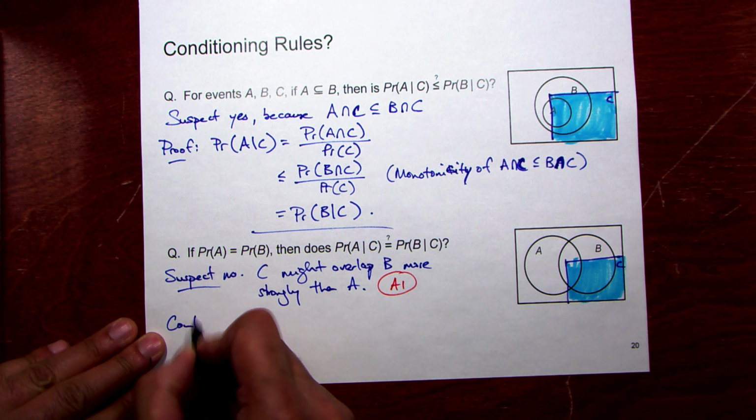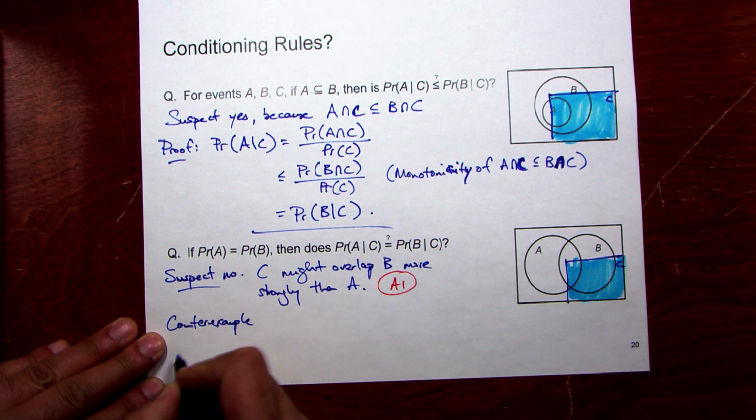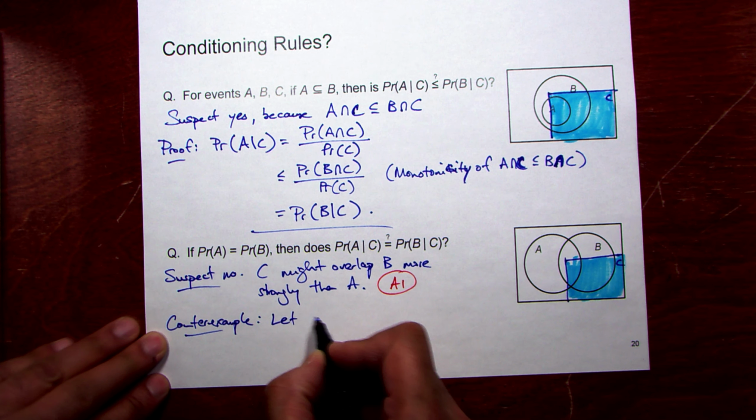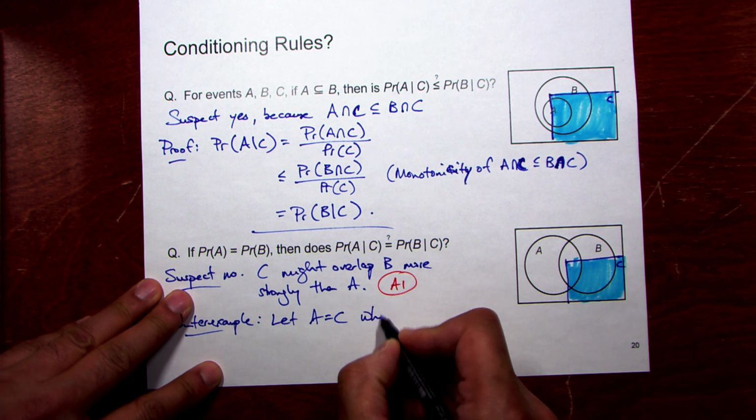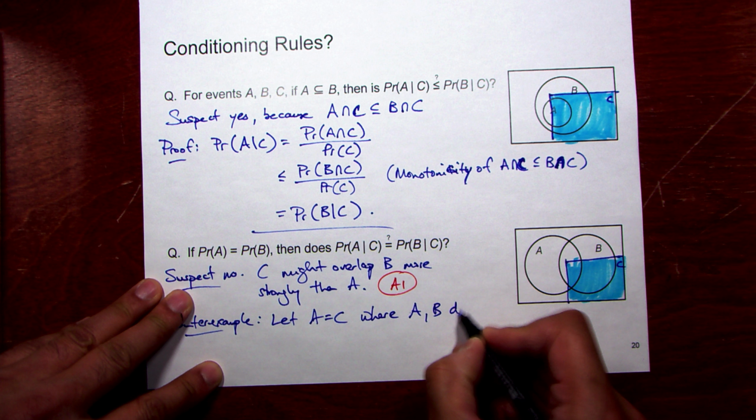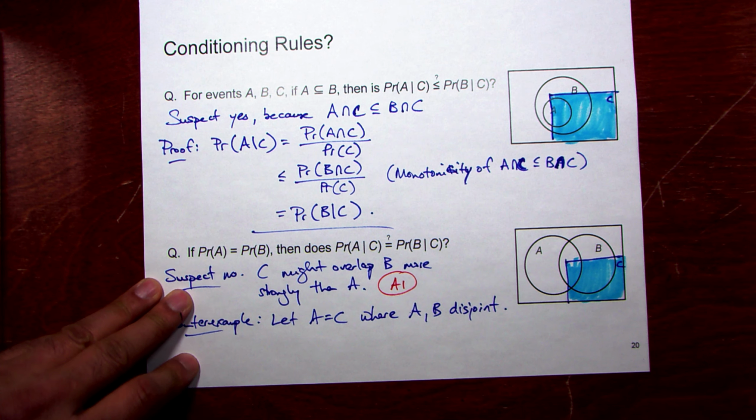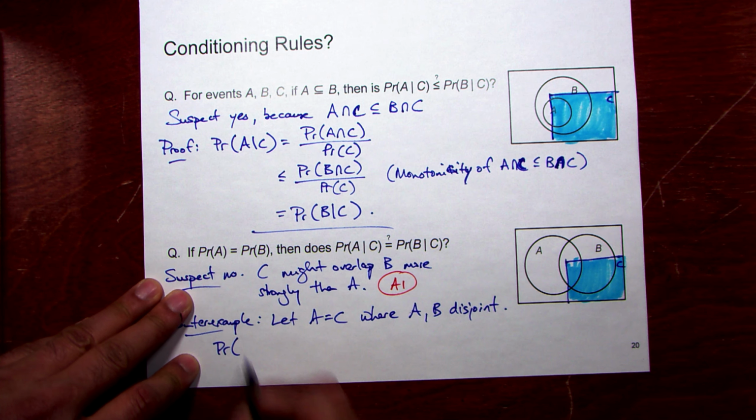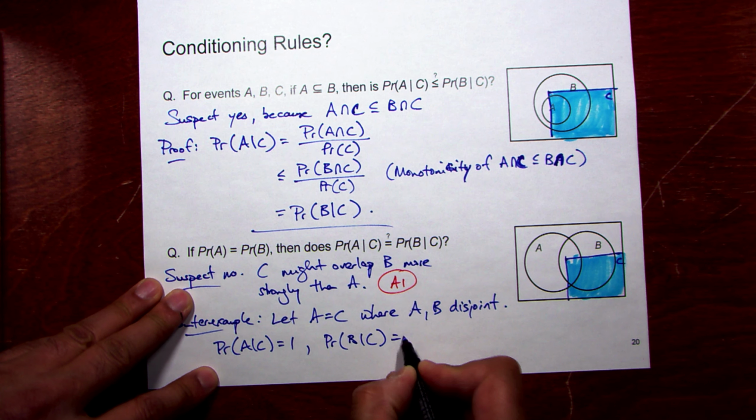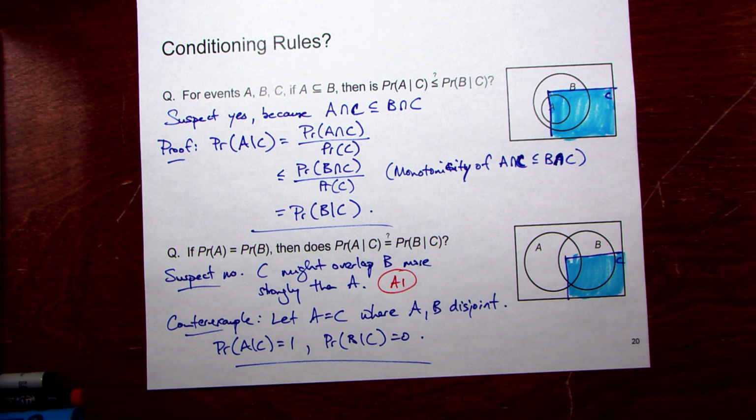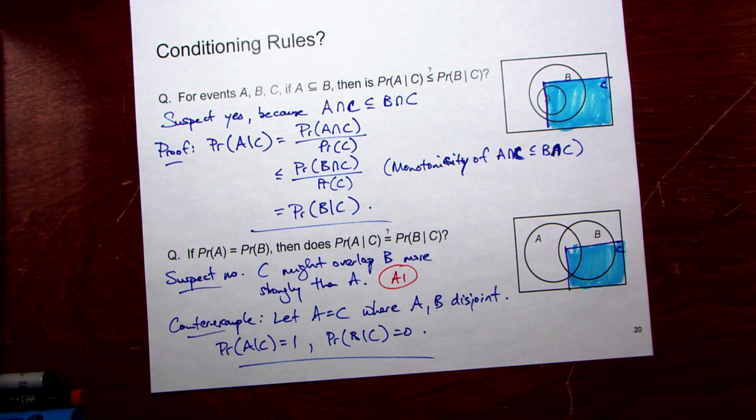Okay, and the counterexample that was given was let A equal C, where A and B are disjoint. Then the probability of A given C is 1, and the probability of B given C is 0. So just because they're equal outside doesn't necessarily mean that when you condition on them they're going to maintain their equality or inequality, as was done on assignment 1.